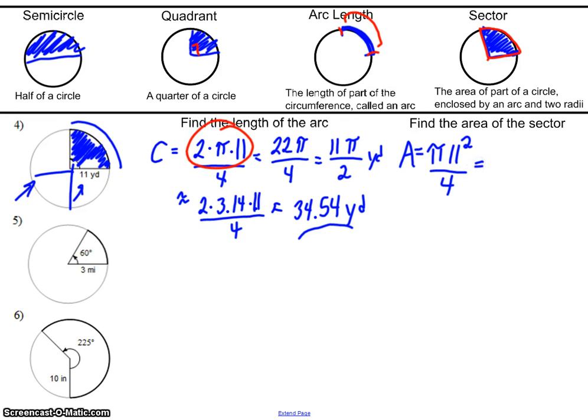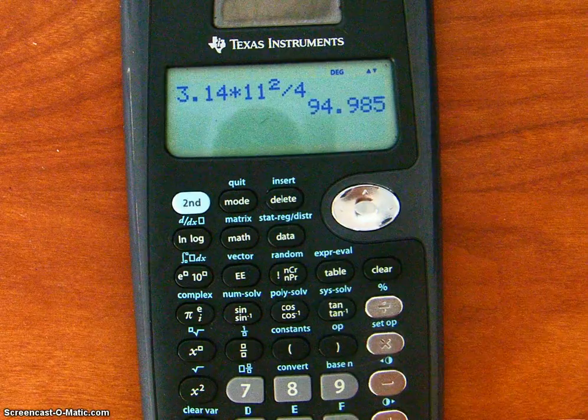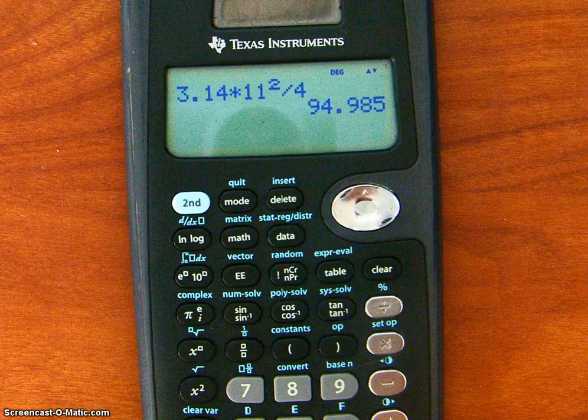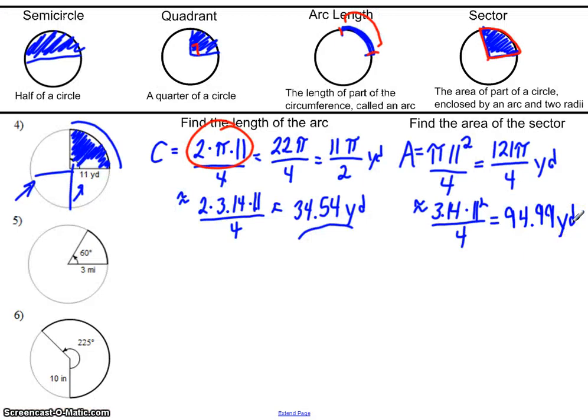So, in exact form, let's see, that ends up being 121, it's 11 squared, pi over 4. Now 121 and 4, I can't simplify that at all. So actually, that's my final answer if I was going to leave this in exact form. What if I want it as a decimal? Well, I could throw the whole thing in the calculator and find that the area is 94.99. And there we have it.